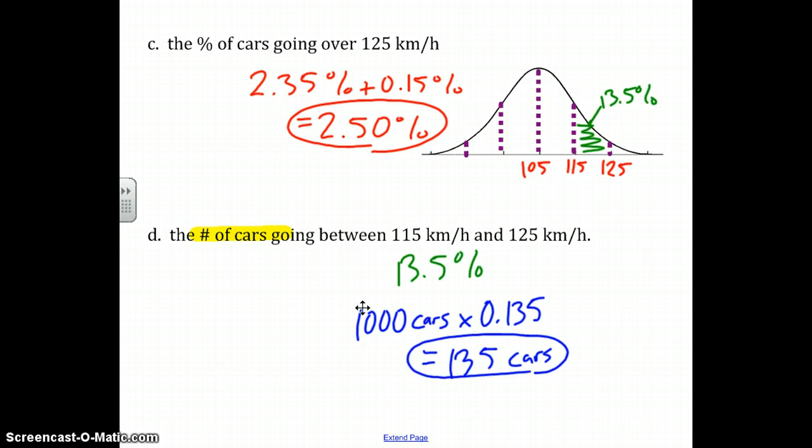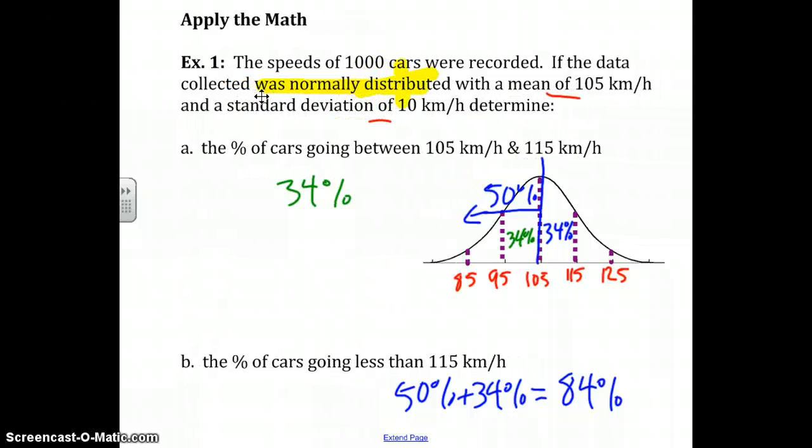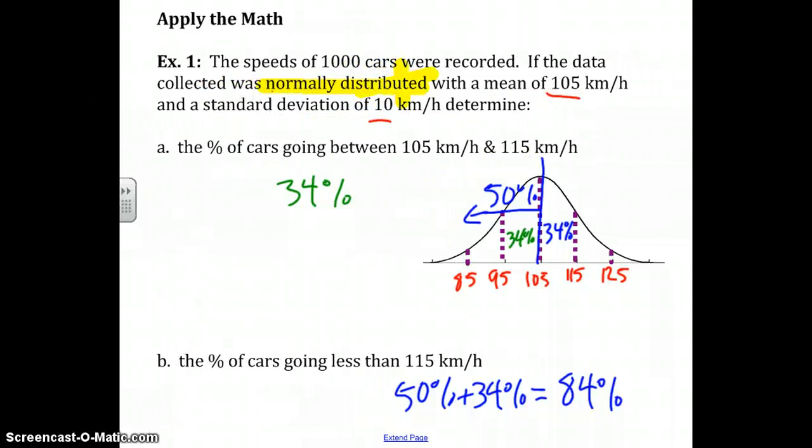Alright, so the key to that one is the fact that over here, it asked for the number of cars, not the percent of cars. Okay, so that's how we can apply the normal distribution curve to answer some questions. And that's due to the fact that it is normally distributed. If it wasn't normally distributed, we wouldn't be able to do that.